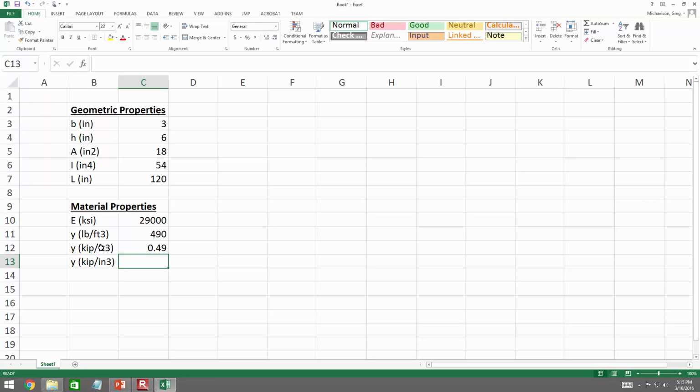Now, how many cubic inches are in a cubic foot? 12 times 12 times 12, right? So maybe what we need to do is take that and divide it by 12 cubed. So it's going to be a small number. But think what you're asking. You're asking how many kips does this much steel weigh? That's going to be a pretty small number, right? Make sense?